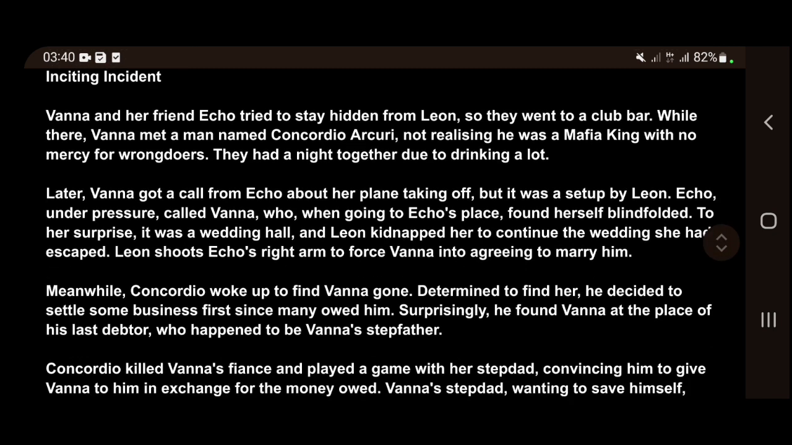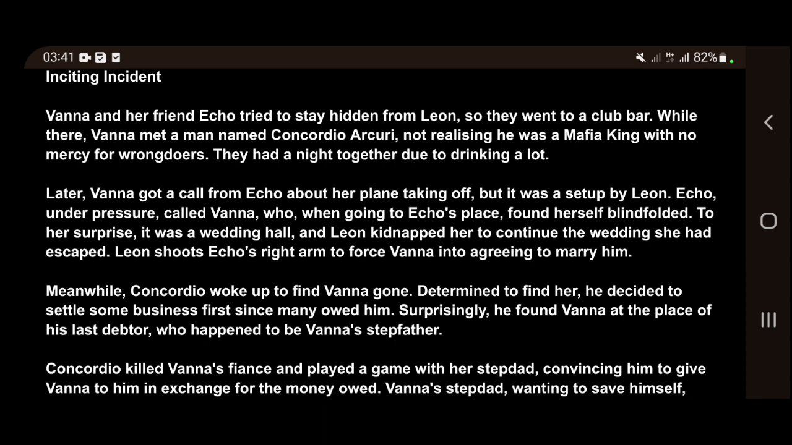Vena and his friend Echo tried to stay hidden from Leo, so they went to a club bar. While there, Vena met a man named Kokodio Akre, not realizing he was a mafia king with no mercy for wrongdoers. They had a night together due to drinking a lot.